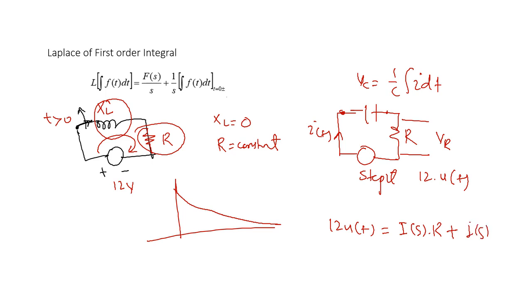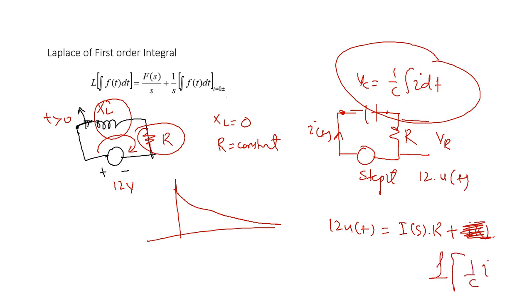I of S, not I of S, just write this thing here. So it would be a Laplace of 1 over C integral of I dt. So what happens if we are having such a case? For this particular case, we will have to solve this transform of our Laplace using integrals.